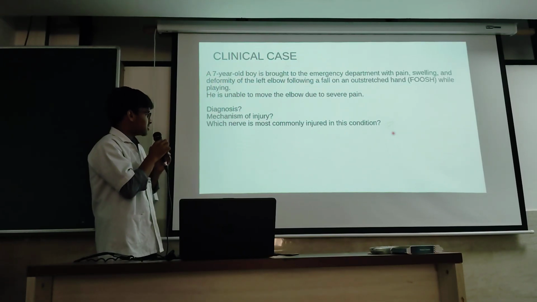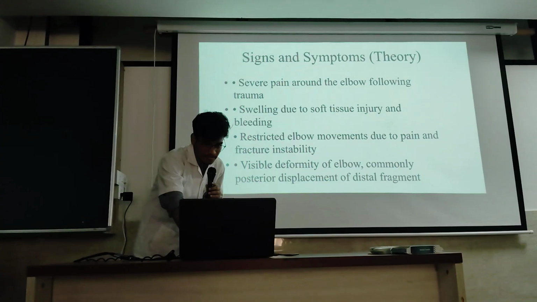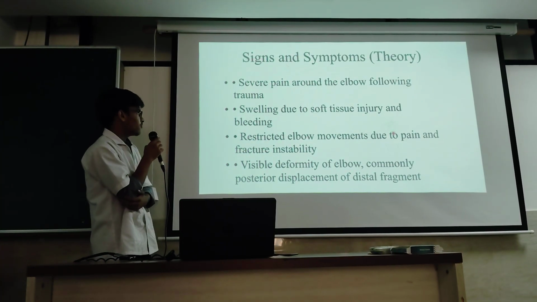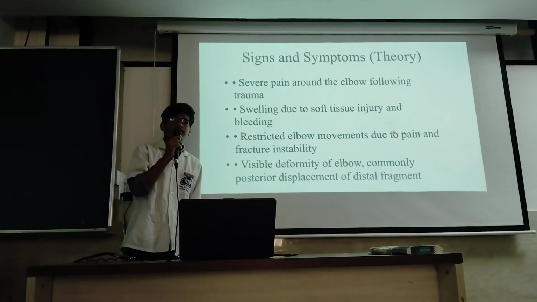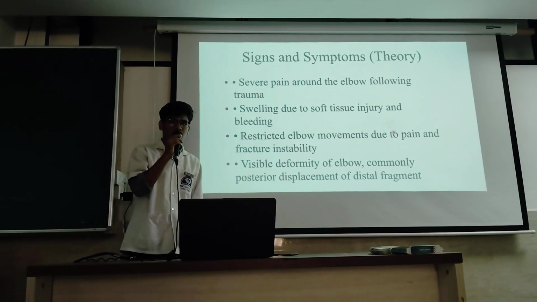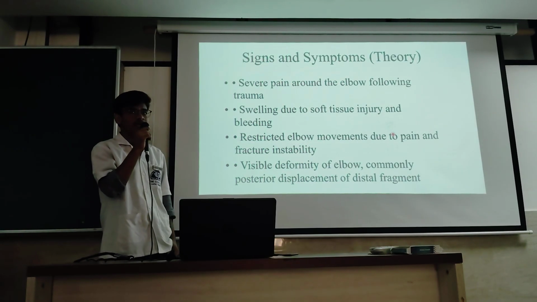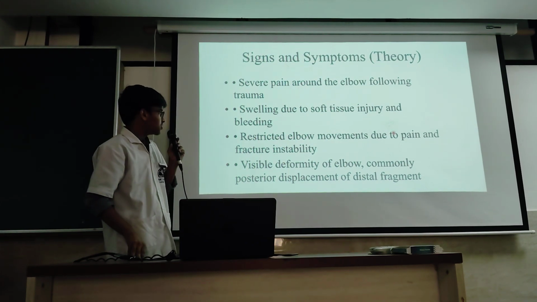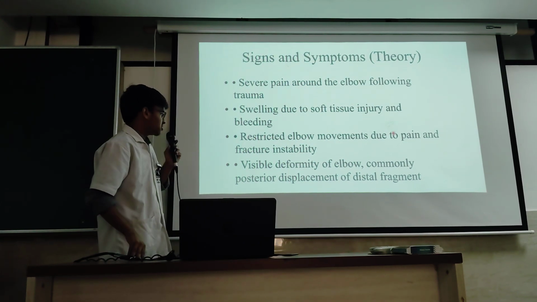We will see this condition ahead. Beginning with the signs and symptoms: severe pain around the elbow following trauma, which can cause periosteum tear and fracture of the bone, also due to irritation of the anterior interosseous nerve, which is a branch of the median nerve. Swelling due to soft tissue injury and bleeding is seen. Restricted elbow movements due to pain and fracture instability.